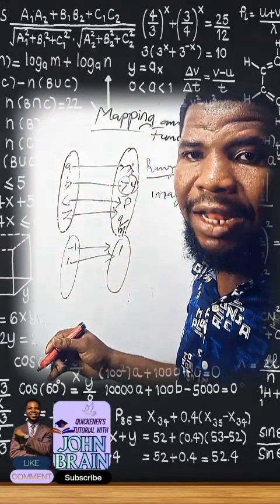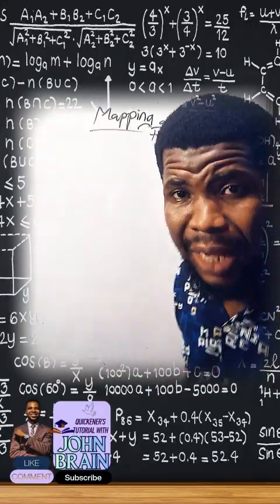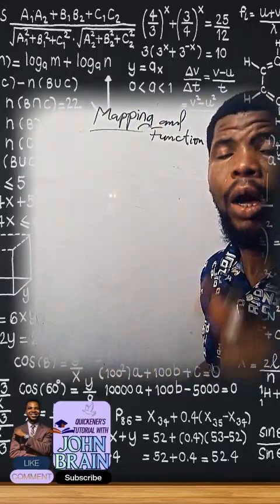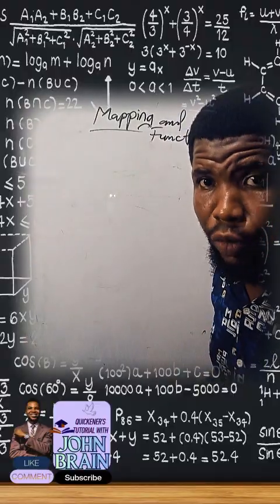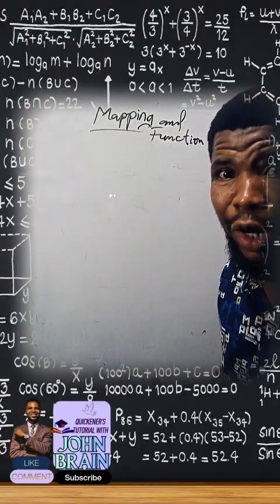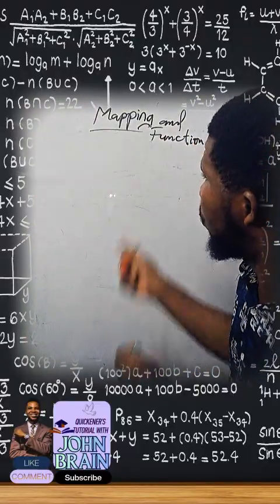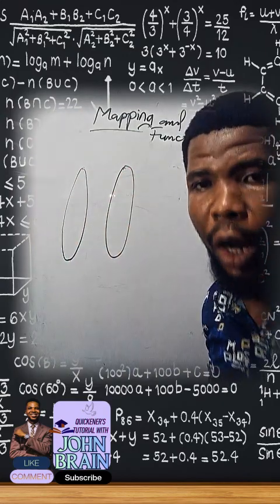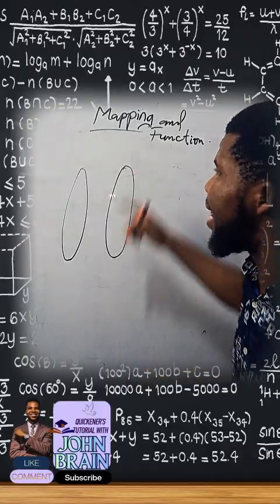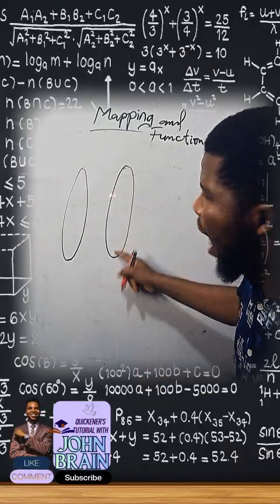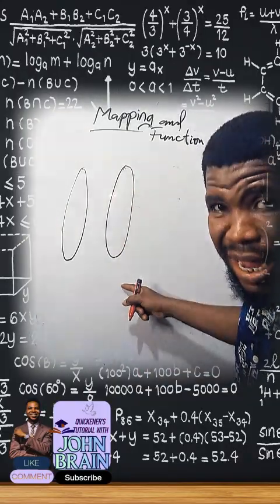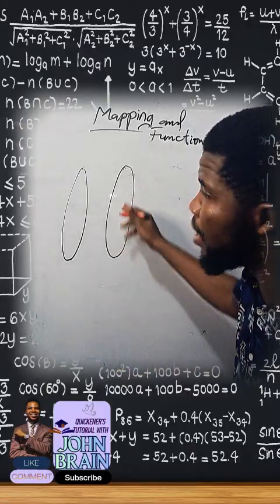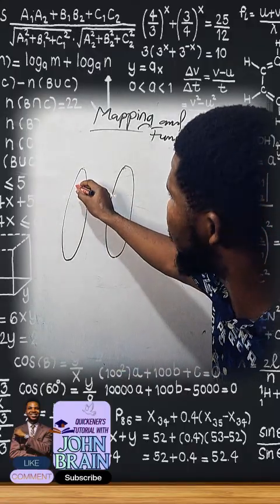So let's try the next. Now the next type of mapping I'm going to discuss is what we call onto mapping. You know I discussed one-to-one. Now we're talking about onto mapping. So look at onto mapping. Now, what is onto mapping? Onto mapping is that every element here is an image. Every element in the whole codomain is an image.